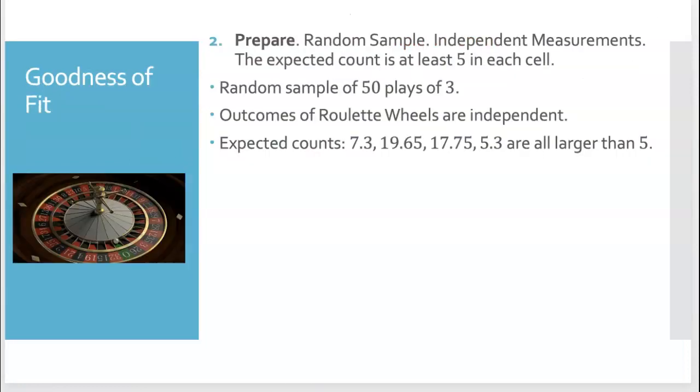So before we go on to find our p-value and use this data, we need to make sure that the data we have is any good. So, random sample: yes, we have a random sample of 50 plays of 3. The 50 that I played are a random sample of outcomes of the roulette wheel, and those are obviously independent. The outcome of one spin does not depend on the other.